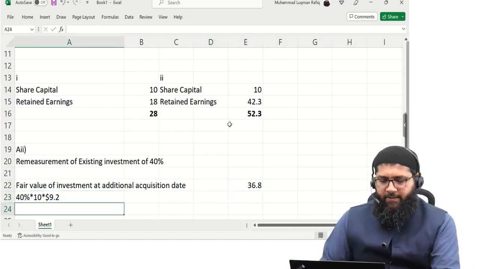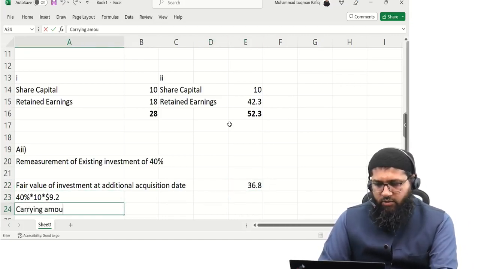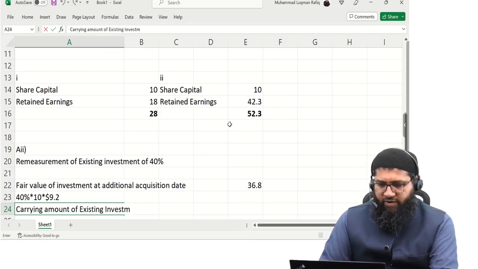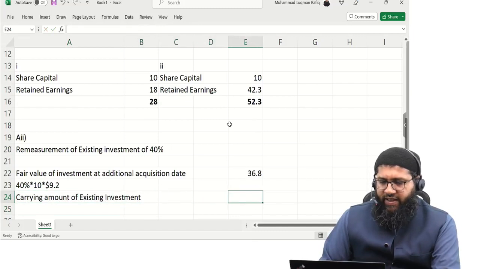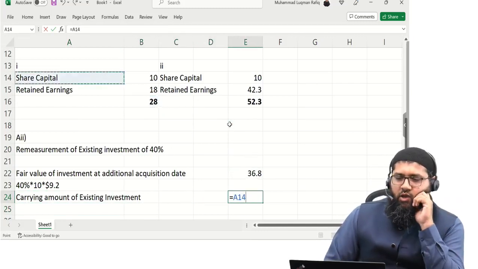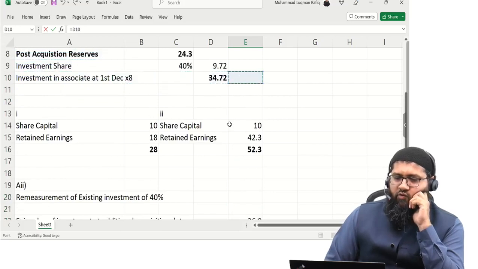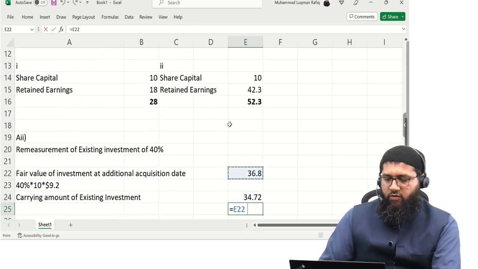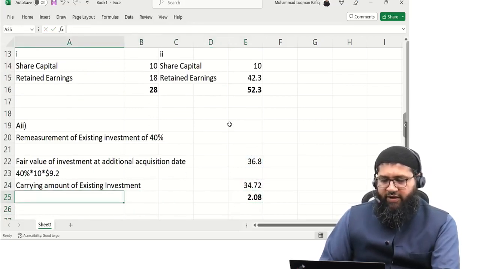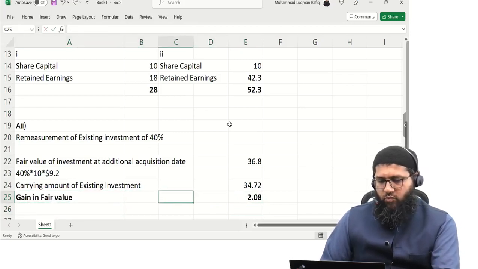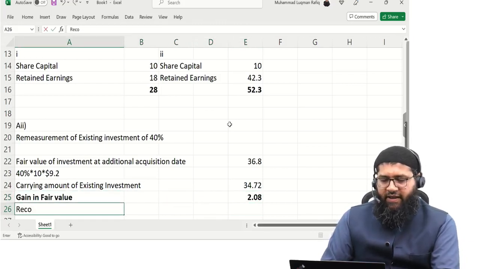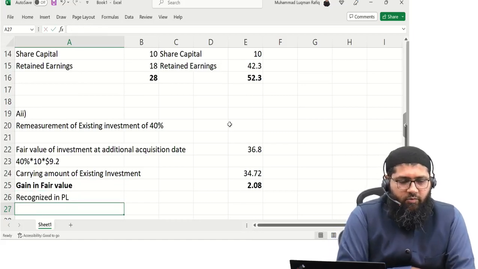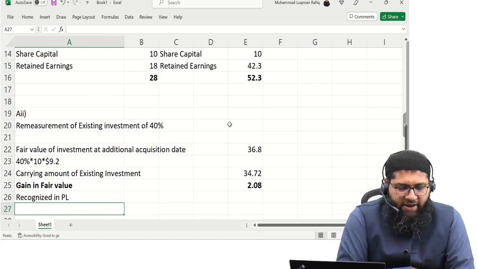So 36.8 is the carrying amount of existing investment. How would you get the carrying amount of the existing investment? That is going to be on the basis of investment in associate at 1st December X8. So that was 34.72. So 2.08 is basically the gain in fair value. What would you do? You would recognize this in P&L. This should be recognized in P&L, right?